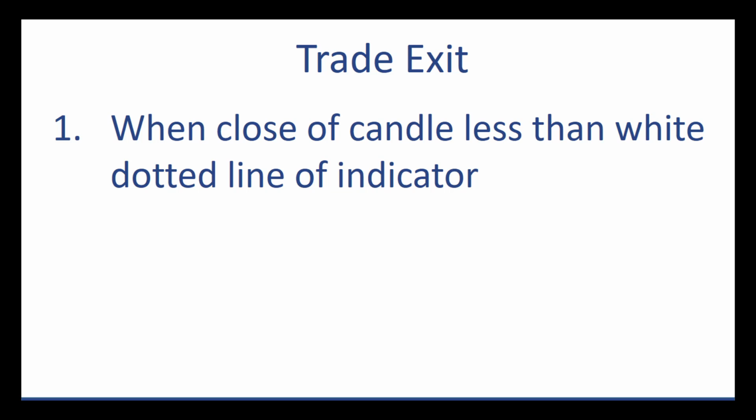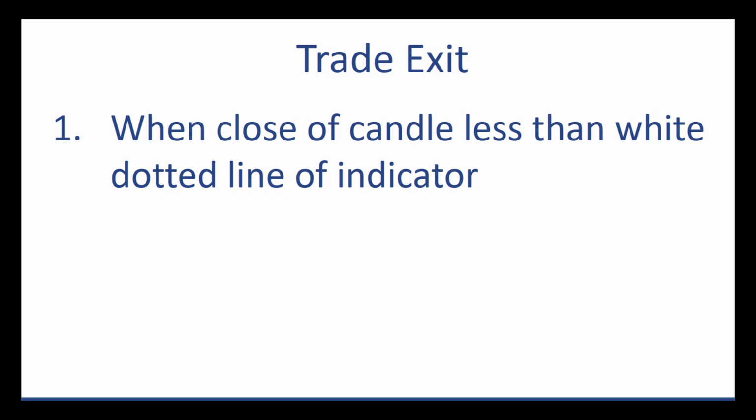So we need to then work out when we are going to exit the trade. Assuming all's going well, at some stage the trend will run out of steam. And as they say, the trend is your friend until it turns, and it will be turning at some stage, and we need to make a decision as to when that will be and what we're going to do. So there are 3 points that I'm looking at as to when I get out. The obvious one, the first one, the main one, is when the close of a candle is less than my white dotted line of the indicator, which you'll see when we run the trade from beginning to end.